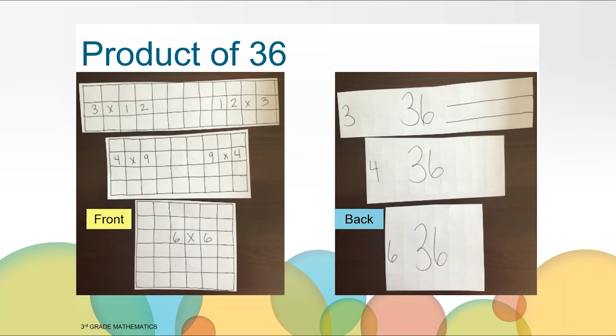For the product of 36, you needed to create the 3 arrays seen here. They are a 3 by 12, a 4 by 9, and a 6 by 6. The 2 arrays for 36 that you did not need to create were the 1 by 36 and the 2 by 18, because we won't be using those. Your arrays should look similar to the ones on the screen.